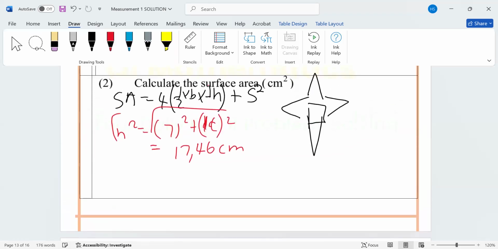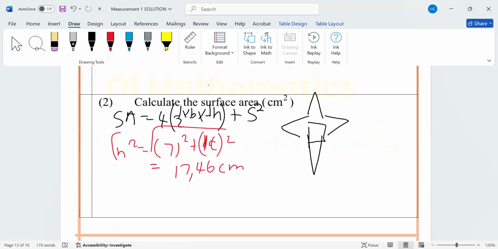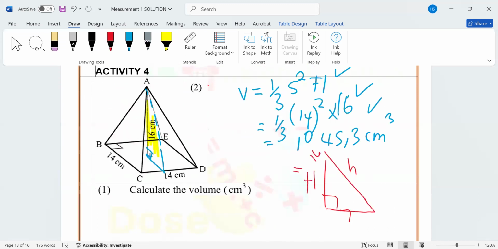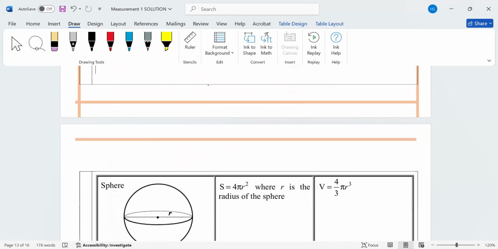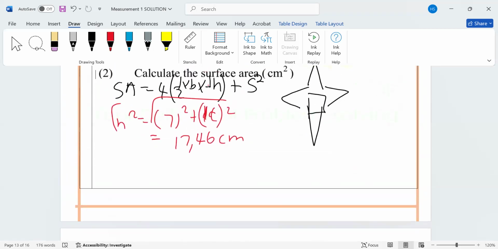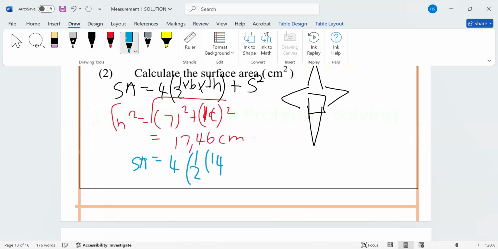Okay, now we go to the surface area formula. Here's our surface area formula, in centimeters. After this it is just a matter of substituting. Go and substitute. Number 1, you have 4. So SA is going to be equal to 4 times 1/2. What is the base? Is it 7 or 14? It's 14.